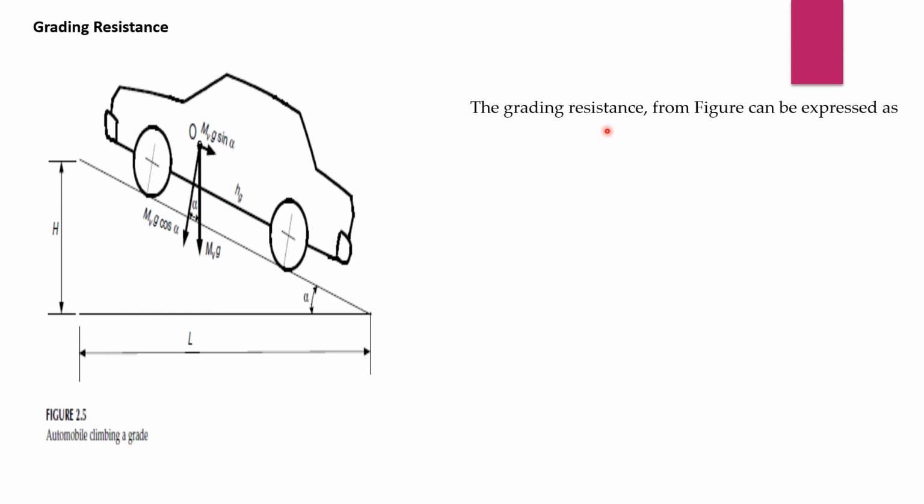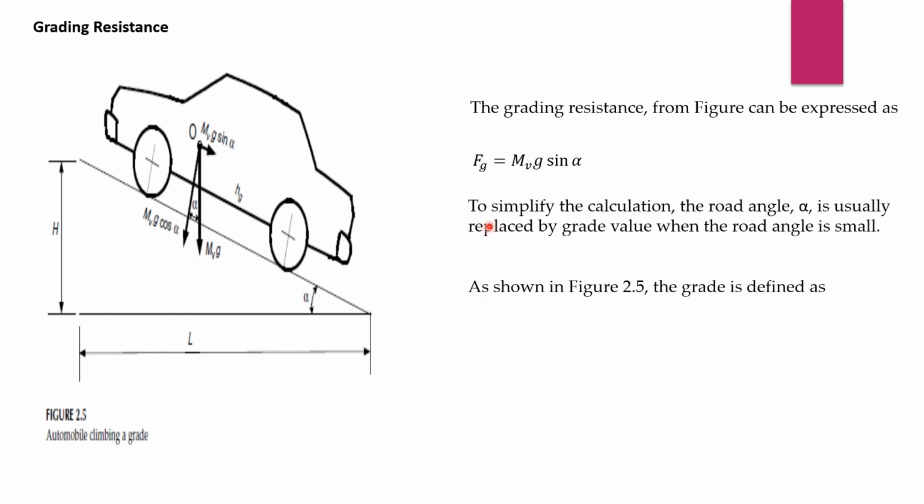The grading resistance from the figure can be expressed as Fg equals m v g sine alpha. To simplify the calculation, the road angle alpha is usually replaced by the grade value when the road angle is small. As shown in the figure, the grade is defined as i equals h upon L, that is equal to tan alpha, which is approximately equal to sine alpha.